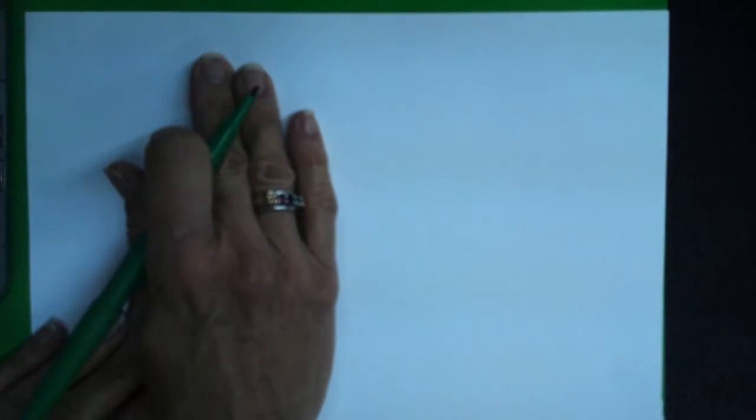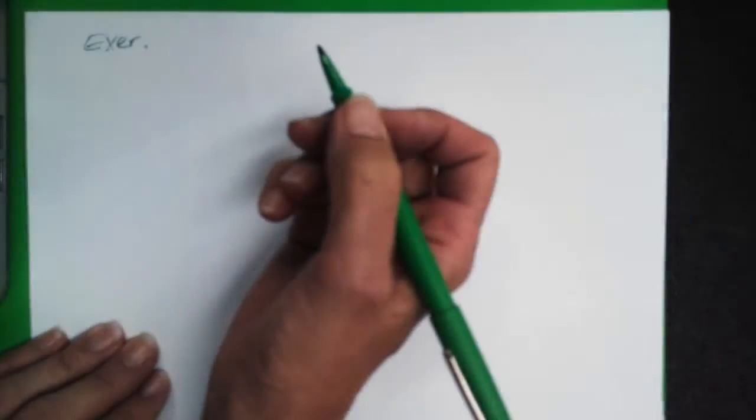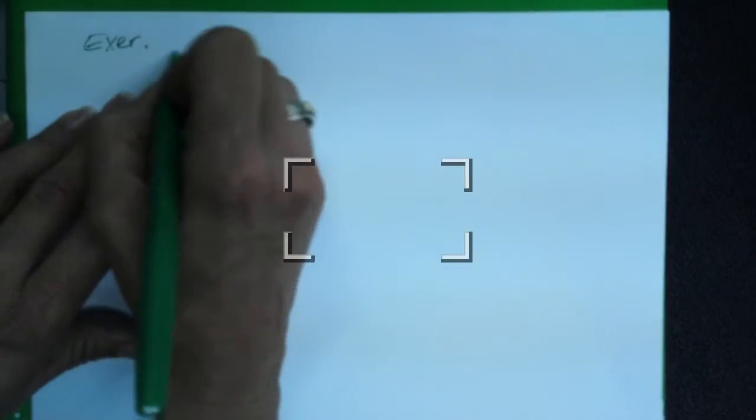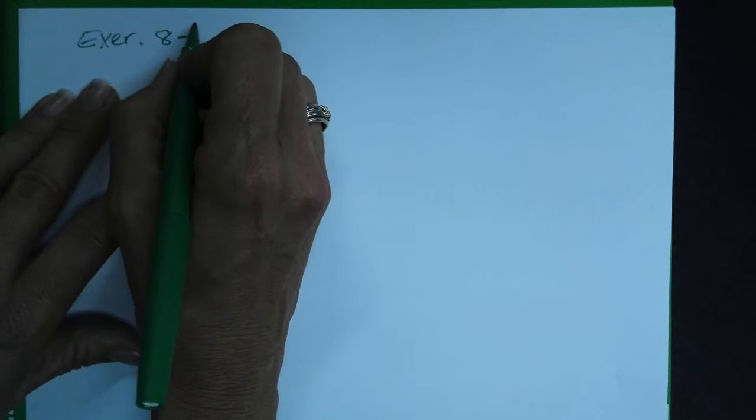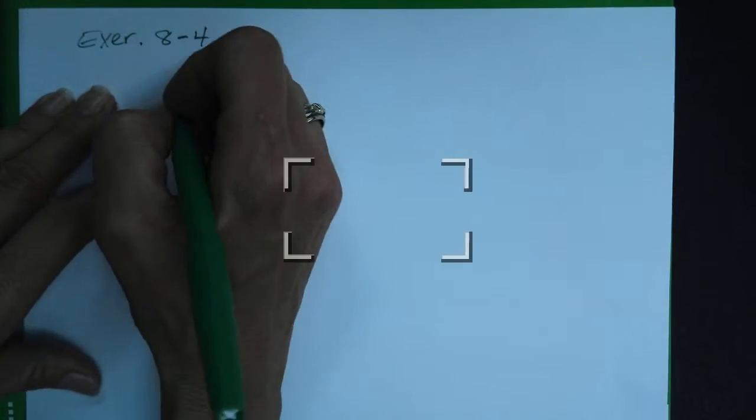I am looking at exercise 8-4 on page 377 of your Wild text. We are going to calculate depreciation using the straight line method. Okay, so it says this is exercise 8-4. I'm doing 8-4 right now.